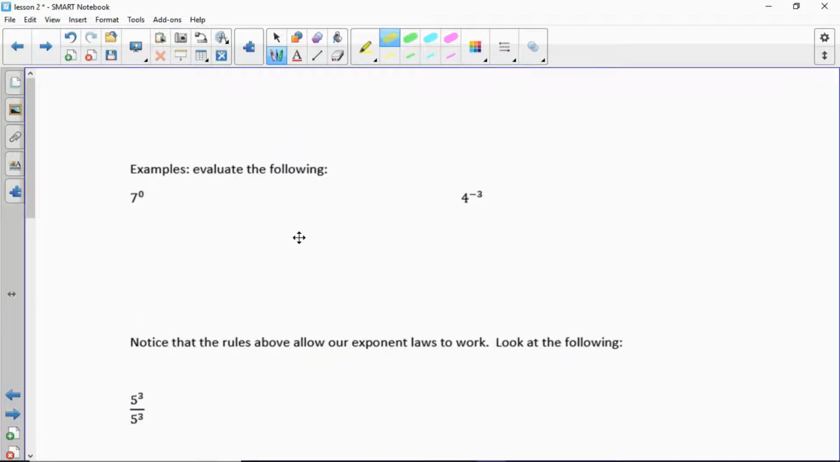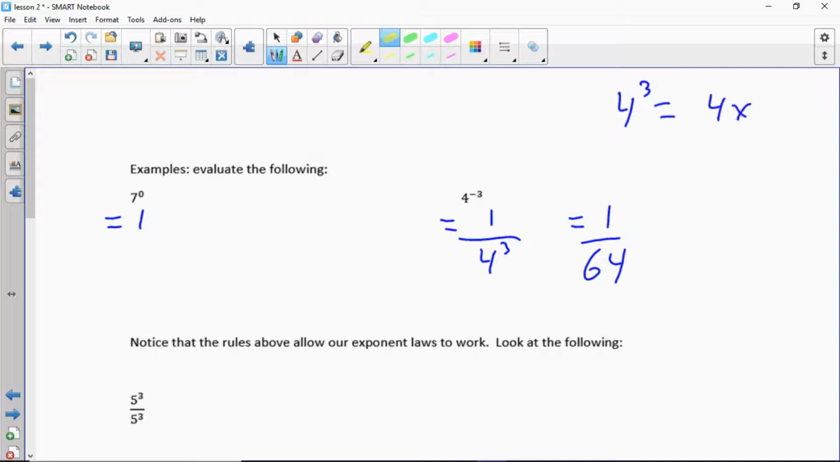Let's look at some simple examples. 7 to the power of 0 is equal to 1. 4 to the power of negative 3 is 1 over 4 to the power of 3, which is also 1 over 64. Now there's another way of looking at negative exponents. If this was 4 to the power of 3, you would multiply by 4 3 times. You can think of 4 to the power of negative 3 as kind of like, instead of multiplying by 4 3 times, you're dividing by 4 3 times.